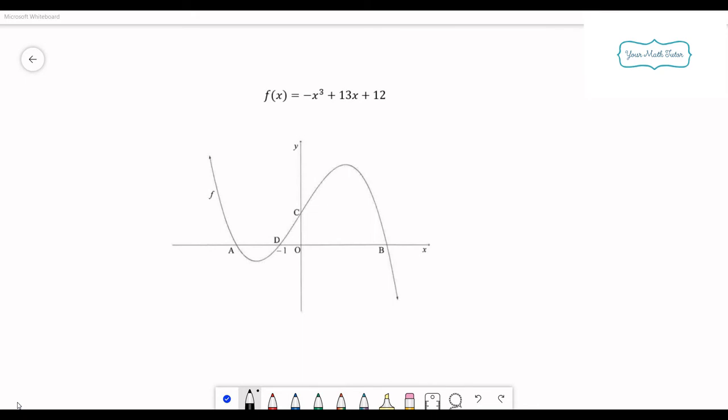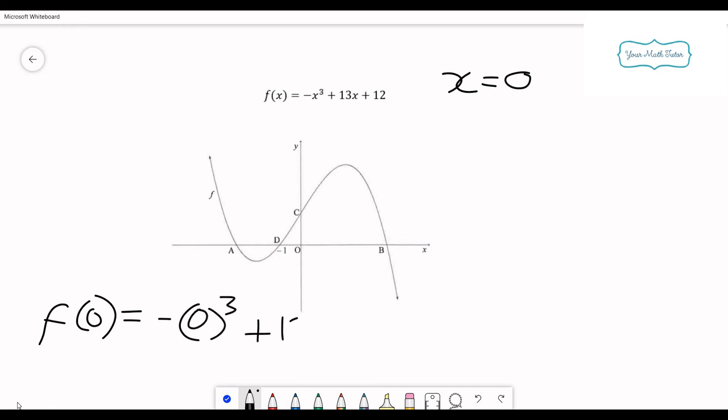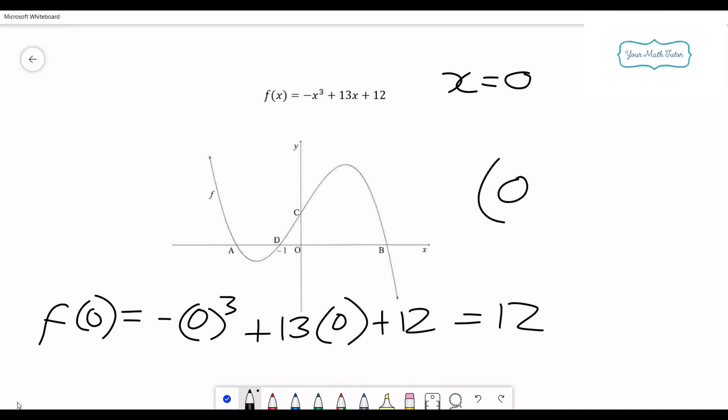So now that we know that our point of inflection is at x is equal to 0, we must find the y part of the coordinate of our point of inflection. So we will fill in x is equal to 0. So we have negative 0 cubed plus 13 times 0 plus 12, which is equal to 12. So the coordinate of our point of inflection is at 0 and 12.